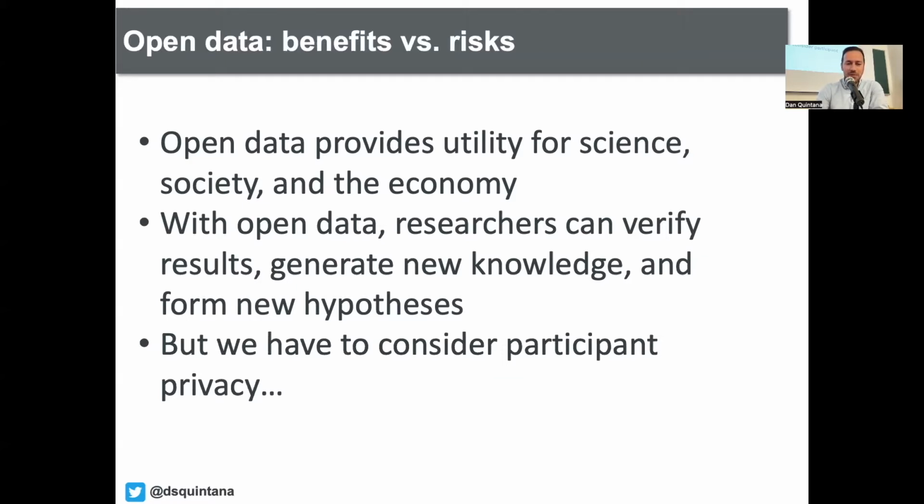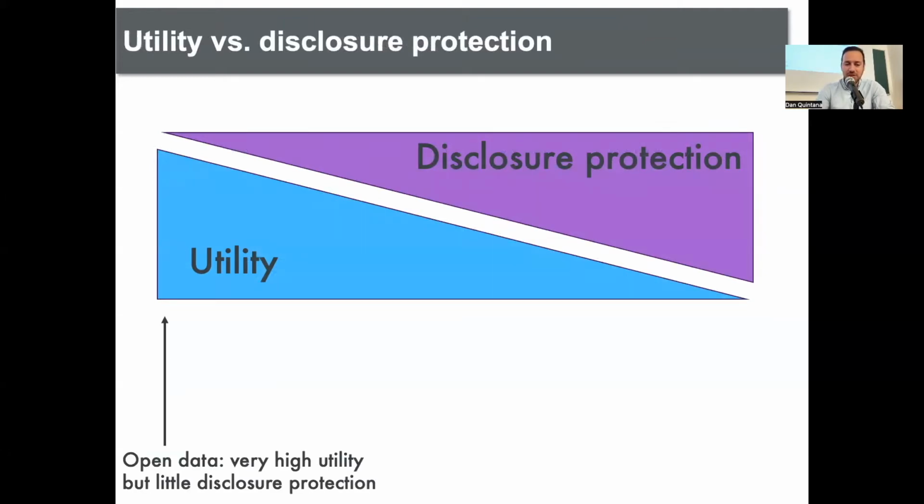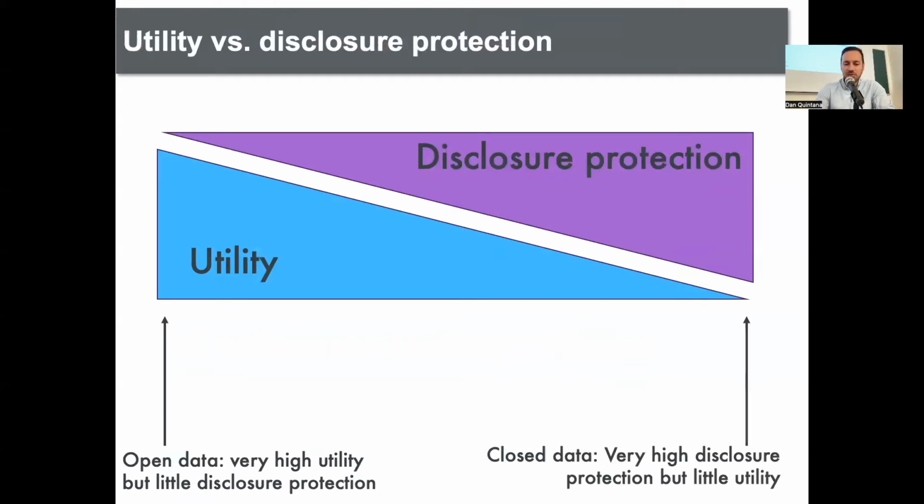So we have a bit of a problem there in that we have this trade-off between what's called disclosure protection, that's protecting the privacy of participants, and also the utility of open data. So there's plenty of benefits for having open data, but at the same time, we need to consider the disclosure protection of our research participants. So very high utility. If we have completely open data, it's a lot of utility. People can use that and ask some very interesting research questions, but there's very little disclosure protection. But if you have complete disclosure protection and closed data, your participants' privacy is completely protected, but there's very little utility there because people cannot access the data.